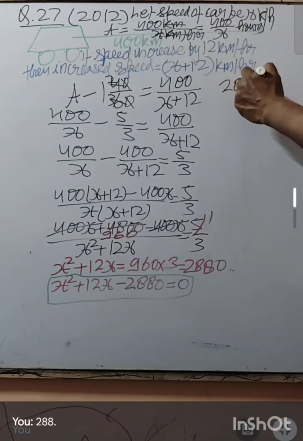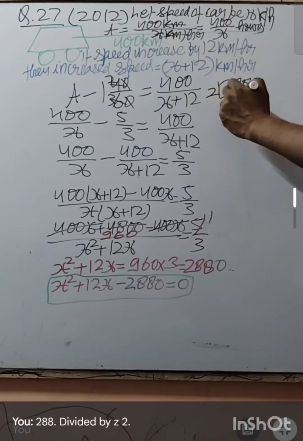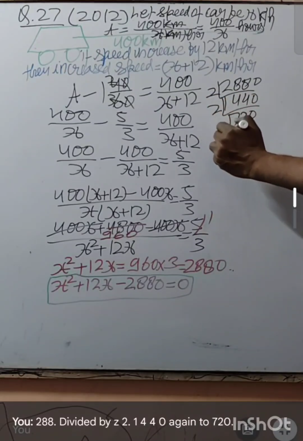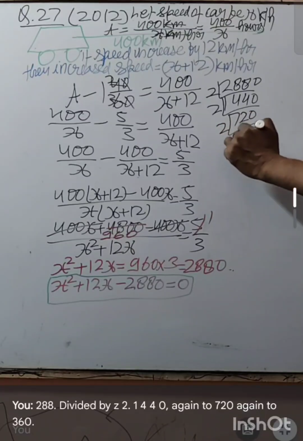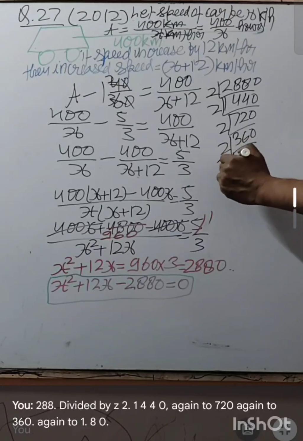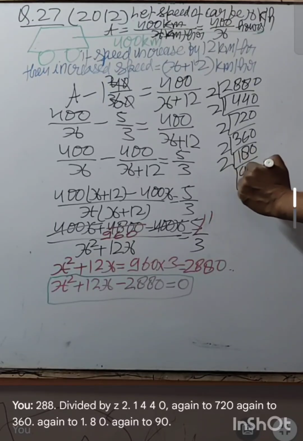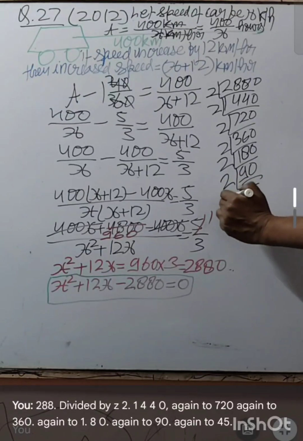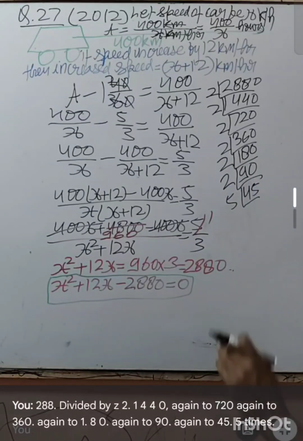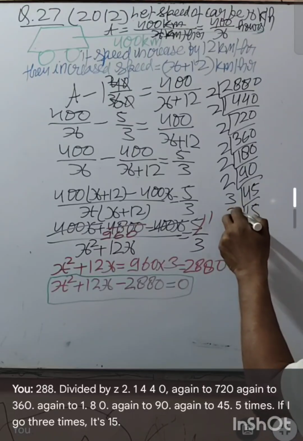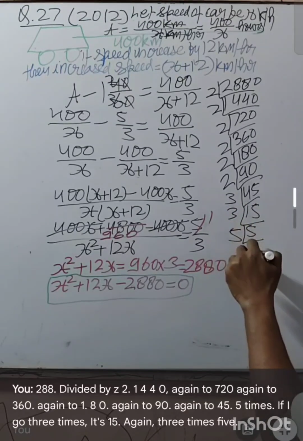288 divided by 2, 144, again 2, 72, again 2, 36, again 2, 18, again 2, 9, again 3, 3, again 3, 1.